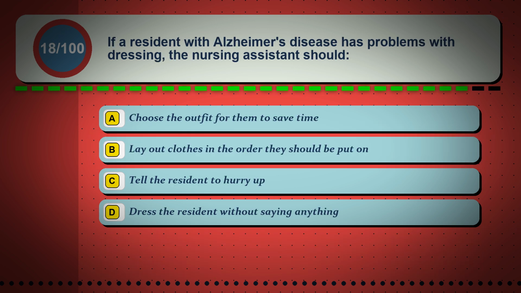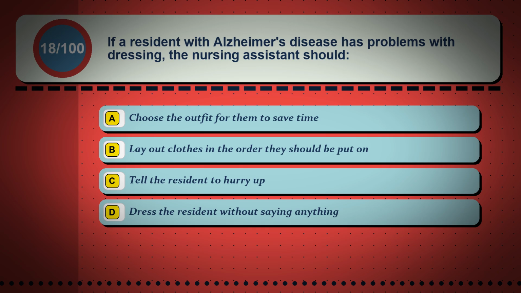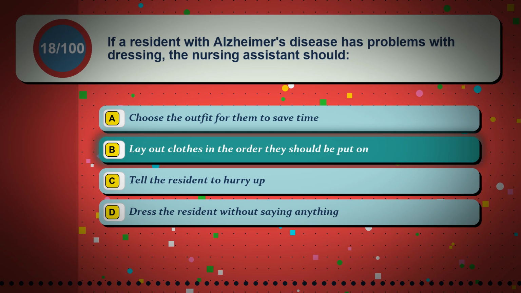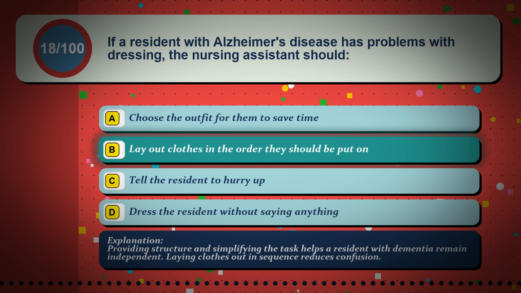Question 18. If a resident with Alzheimer's disease has problems with dressing, the nursing assistant should: Option A, choose the outfit for them to save time. Option B, lay out clothes in the order they should be put on. Option C, tell the resident to hurry up. Option D, dress the resident without saying anything. The correct answer is option B, lay out clothes in the order they should be put on. Providing structure and simplifying the task helps a resident with dementia remain independent. Laying clothes out in sequence reduces confusion.